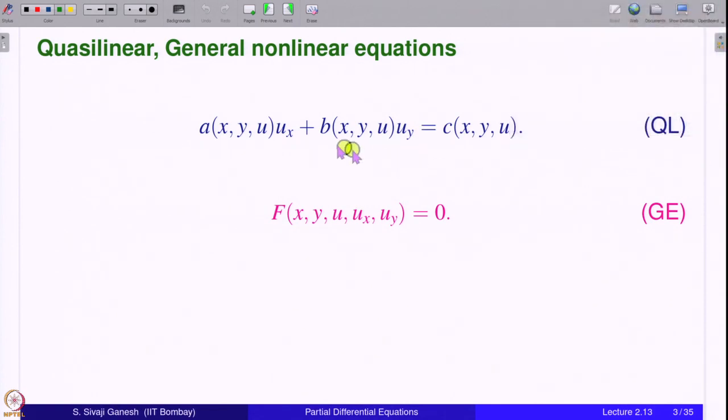So, this is to recall the notations. QL stands for quasi-linear equation and GE stands for the general nonlinear equations, or sometimes people call it fully nonlinear equations. Of course, GE contains L, SL as well as QL, but when it is presented in this form, it is called generally nonlinear equations.